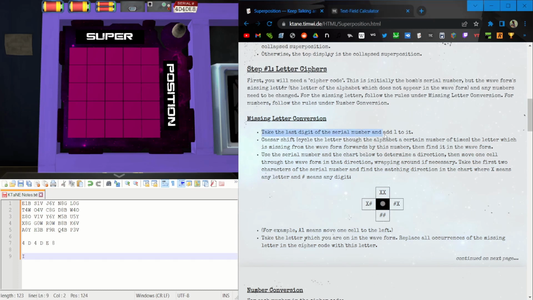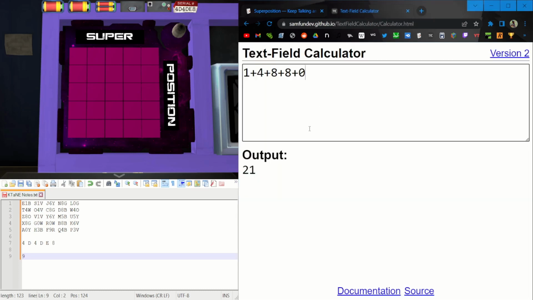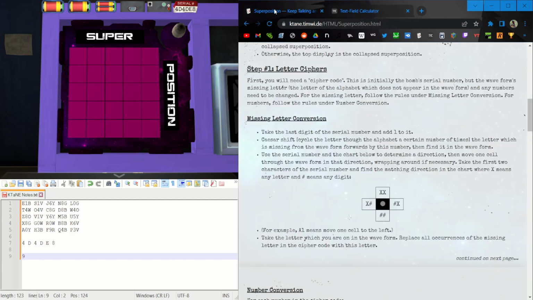So we need to take the last digit of the serial number, which is 8, and add 1 to it. Then apply a Caesar cipher of the missing letter forwards by whatever number we got. In this case, India is 9, and we add 9 to that because it's 18, and 18 is Romeo. How do I know this? It's outside the scope of this tutorial, but it's done through a lot of practice and memorization.